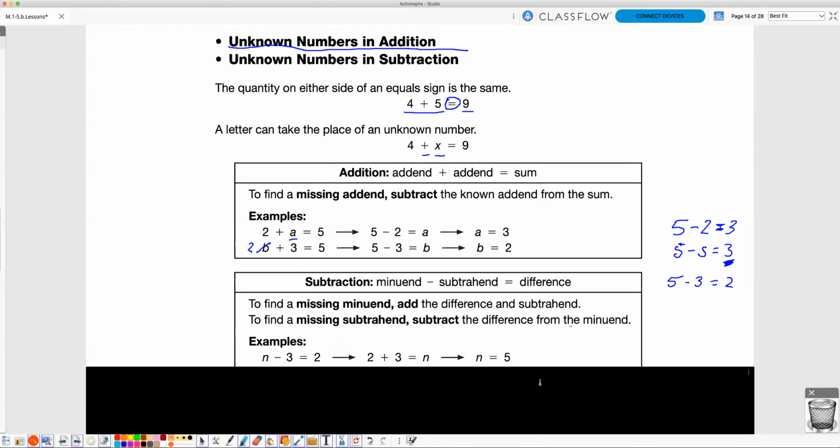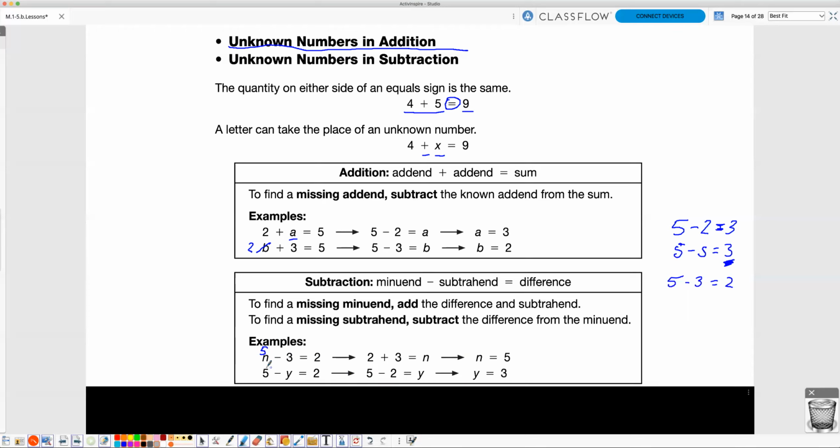Here's some examples. If you have n minus 3, so we're missing a minuend, and it equals 2, you can take that subtrahend plus the difference to find out what the minuend is. So you can see that if you take 3 plus 2, you'll get 5. And if you check that, if you plug 5 in for the missing value and put it in the original equation, you have 5 minus 3 equaling 2, and that would be correct.